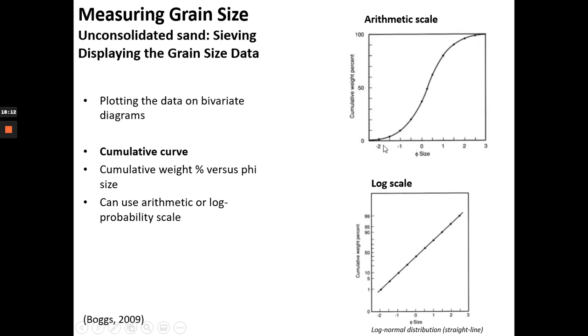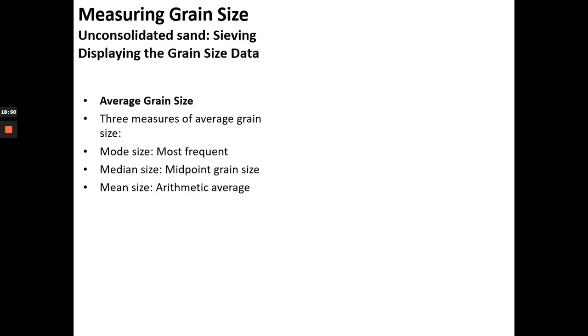Okay, so you can do statistical analysis of grain size data of sand samples. Okay, and this is usually used in modern day sediment studies, environmental studies, and also in site investigation studies for engineering, civil engineering. And using the statistical analysis, you can determine the grain size, and what you usually describe is the average grain size of a sample, okay? Because you have a range of grain sizes, right? And there are three main measures of average grain size. You can determine the modal size, the most frequent grain size, or the midpoint grain size, which is the median, or the mean grain size.